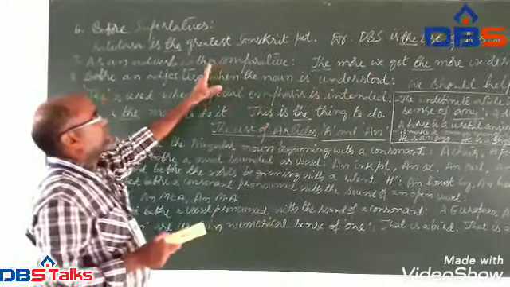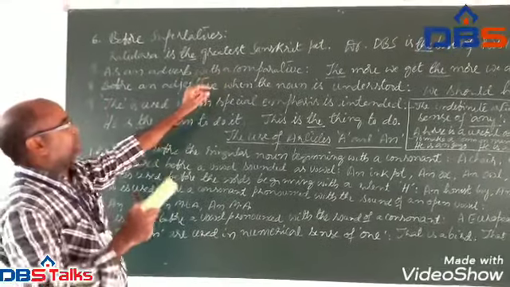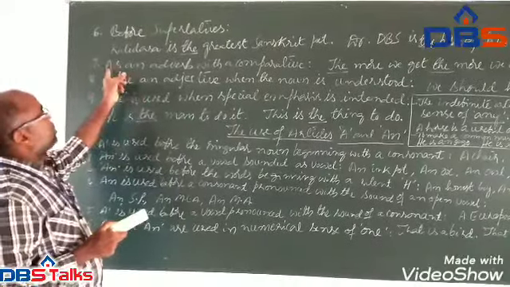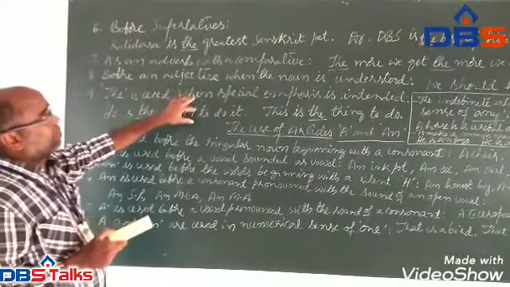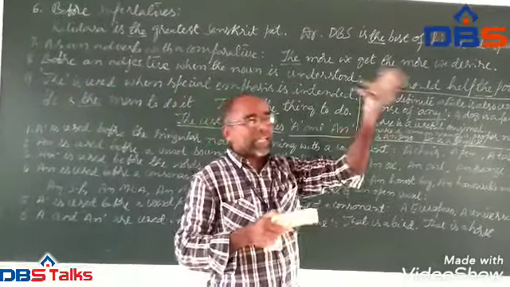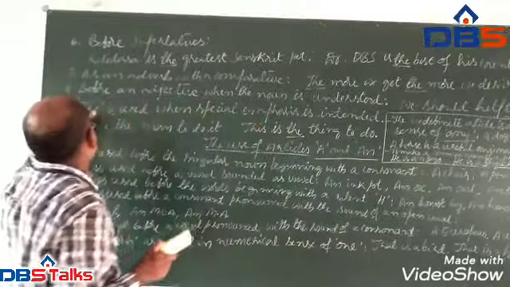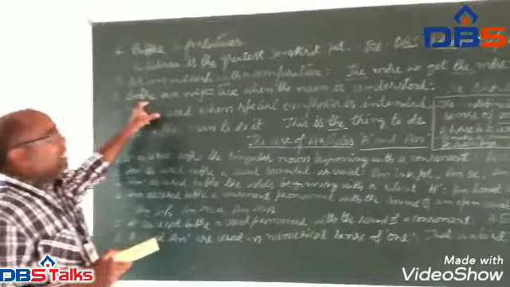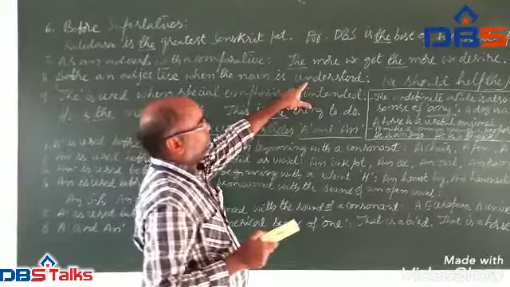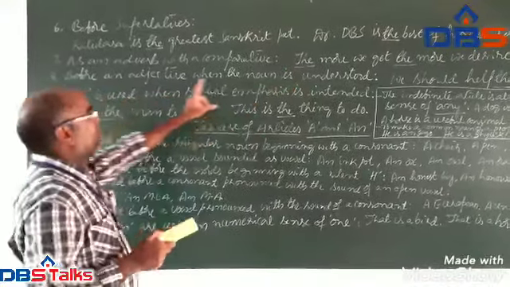Understand? Generally, this is very important. We have to underline this particular rule. Generally, we use the definite article as an adverb with a comparative only. The more we get, the more we desire. In the same way, we use the definite article before an adjective when the noun is understood. Understand? Very carefully observe this.